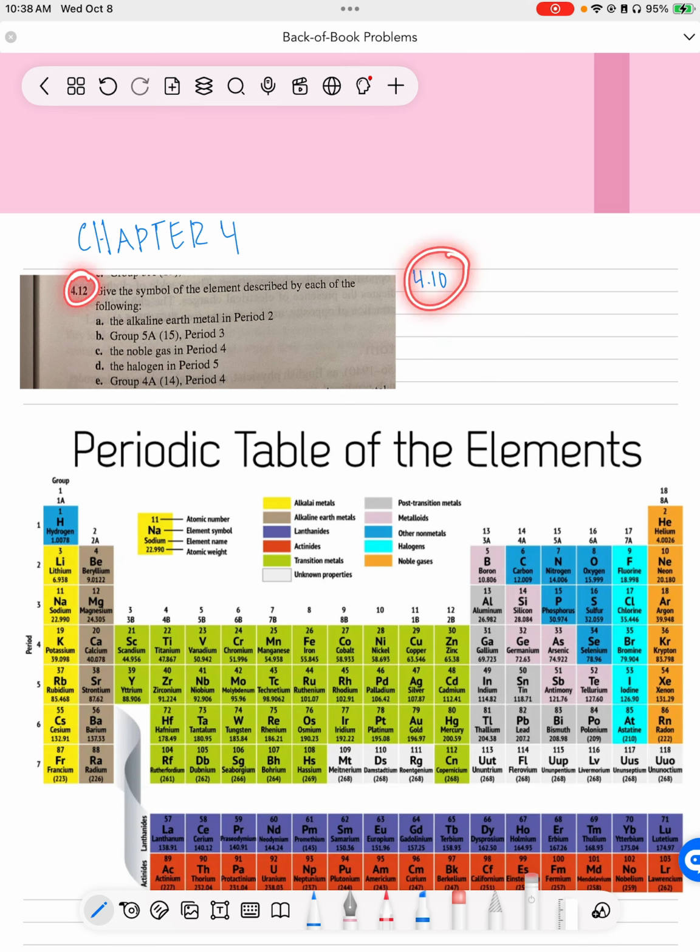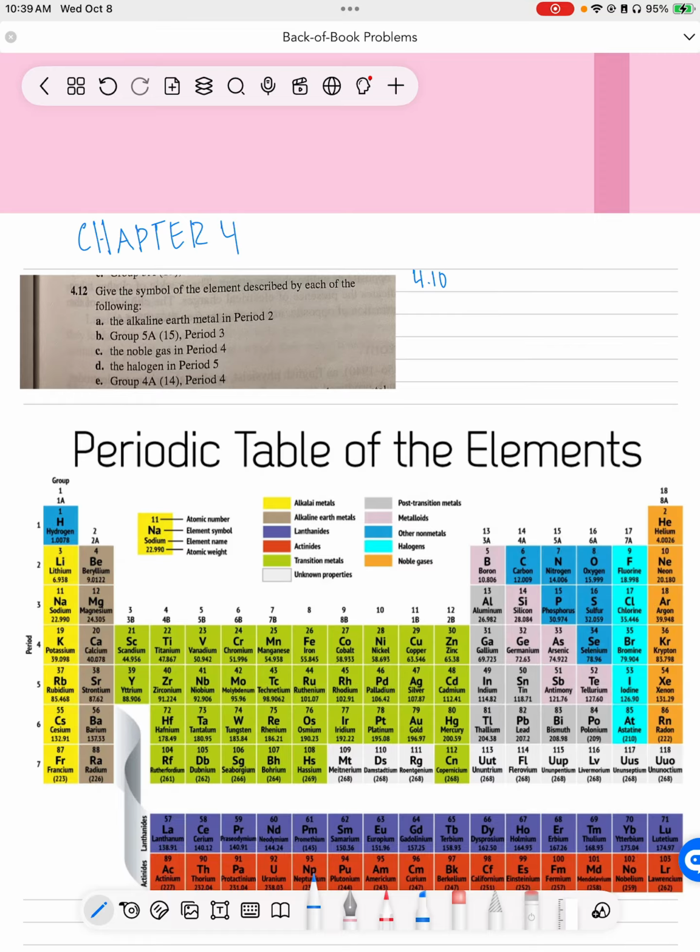So I'm going to work on 4.12 since there's no answer in the back of the book for 4.12. And this is regarding the periodic table of elements. So it asks, give the symbol of the element described by each of the following. So first it wants to know the alkaline earth metal in period 2.